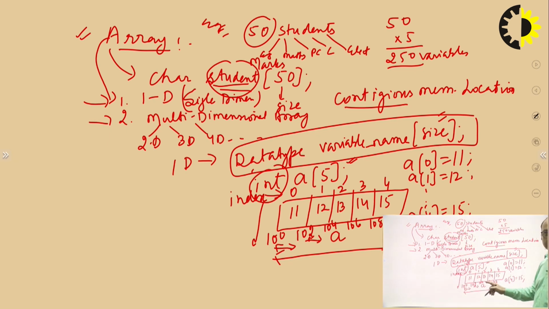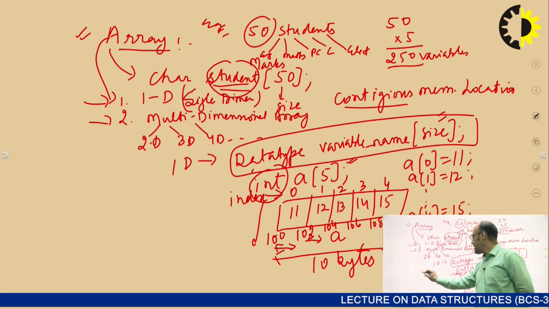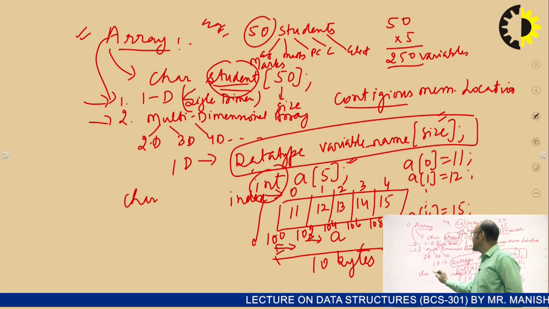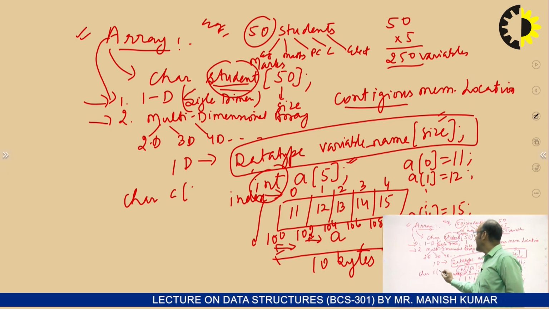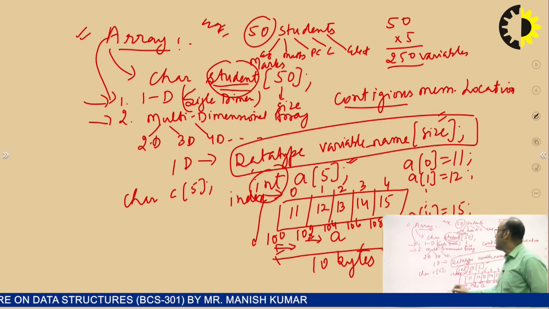So what is the total size taken by this array variable? There are 5 elements. The size of the integer is 2. 5 into 2 is 10 bytes. So this array will reserve 10 bytes. Okay, students? This will take 10 bytes. So for example, in place of integer, I have taken a char type of array, for example, char C[5]. Now what is the memory allocation here?